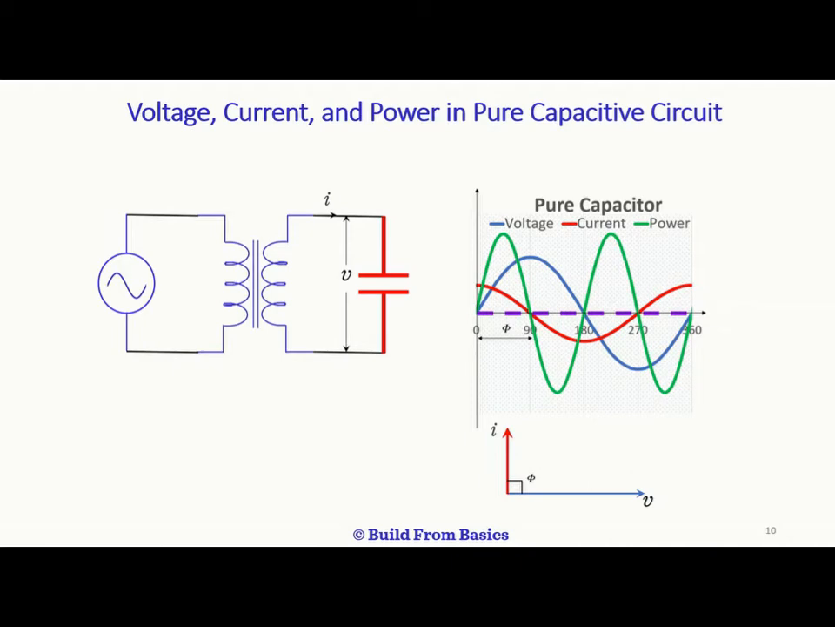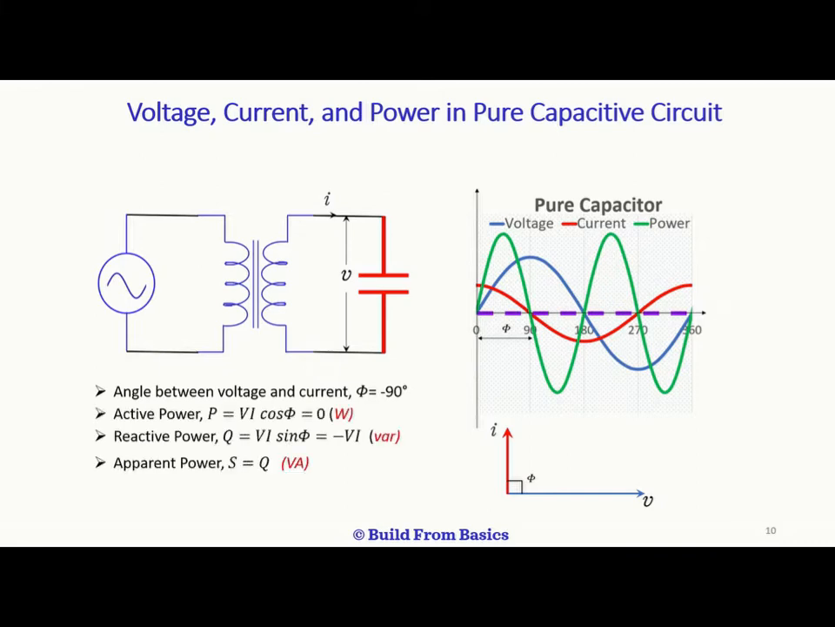If you look at the equations for active and reactive power, the angle between voltage and current is minus 90 degrees. Cos minus 90 is 0 anyway. So the active power P is equal to VI cos φ, that is 0 watts. And the reactive power is minus VI, because sine minus 90 is minus 1. And finally the apparent power is equivalent to the reactive power. So it is similar to the inductive circuit.